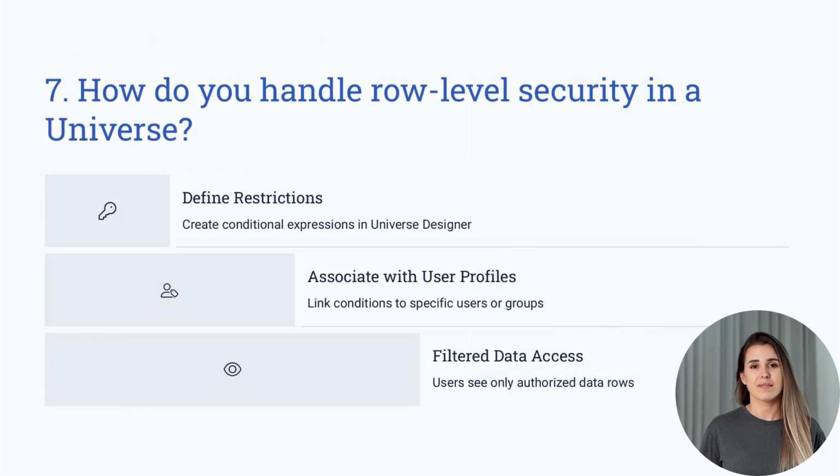7. How do you handle row-level security in a universe? Row-level security is implemented using restrictions in the universe designer. We can define conditions and associate them with user profiles so that each user only sees the data they're authorized to view.